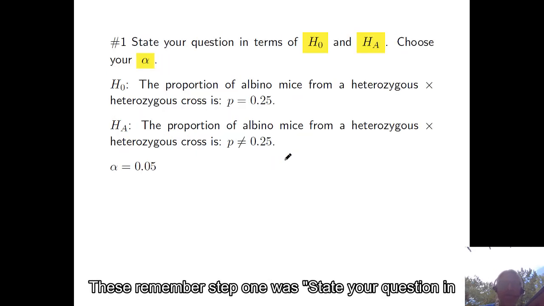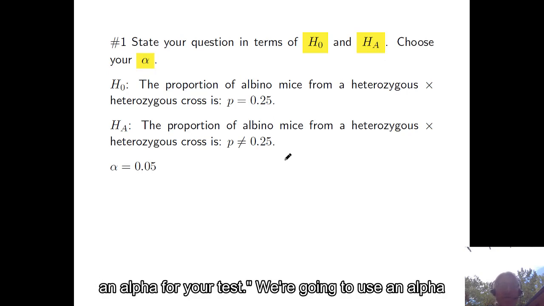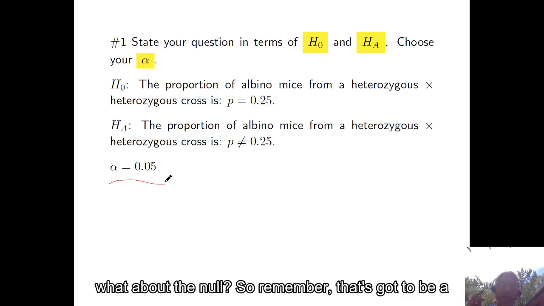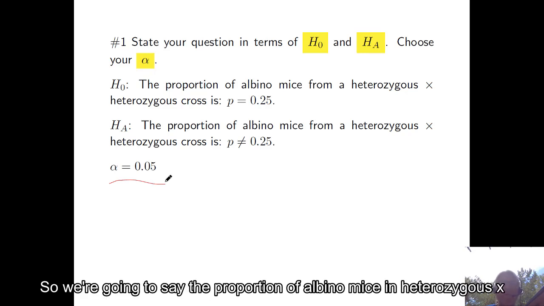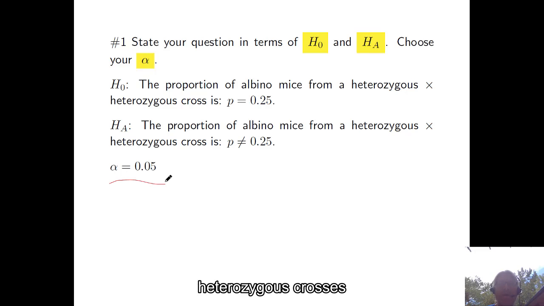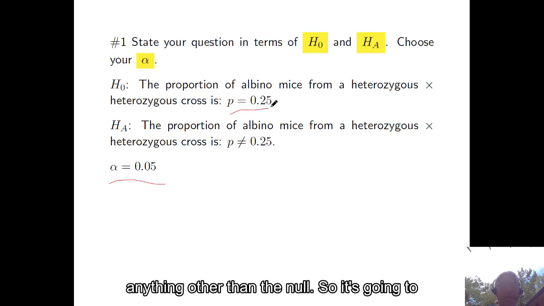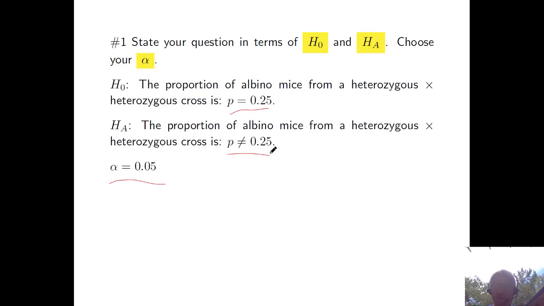Remember, step 1 was to state your question in terms of null and alternative hypotheses and choose an alpha for your test. We're going to use an alpha of 0.05, as we often do. So what about the null? Remember, that's got to be a specific statement about a population parameter, not a sample statistic. We're going to say the proportion of albino mice in heterozygous crosses is 1/4. And the alternative is just anything other than the null. So it's going to be the population proportion does not equal 1/4.